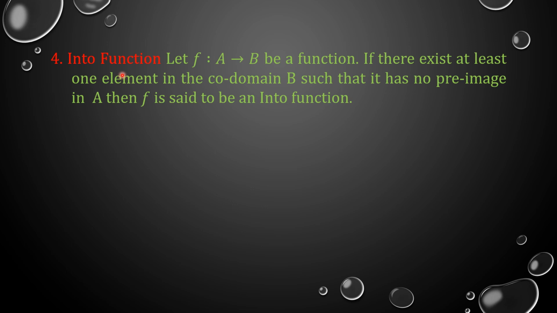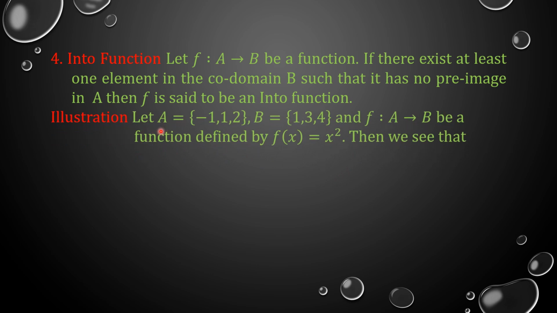Is that clear? Okay, you see this one. The example is: A is this set, B is this set, and a function f from the set A to B is defined as f(x) = x². This definition, I think, we also wrote in the many-one function example.